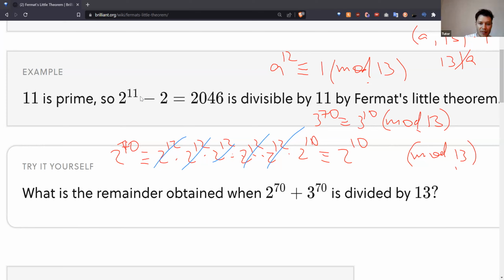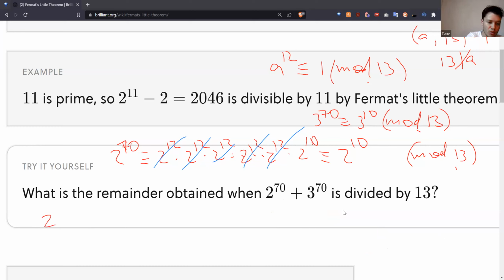I can say this entire thing is going to be congruent with 2 to the 10 plus 3 to the 10. And these are now smaller numbers, right? So you can at least try to compute them mod 13. So if I wanted 2 to the 10, let's try and compute what 2 to the 10 is mod 13.